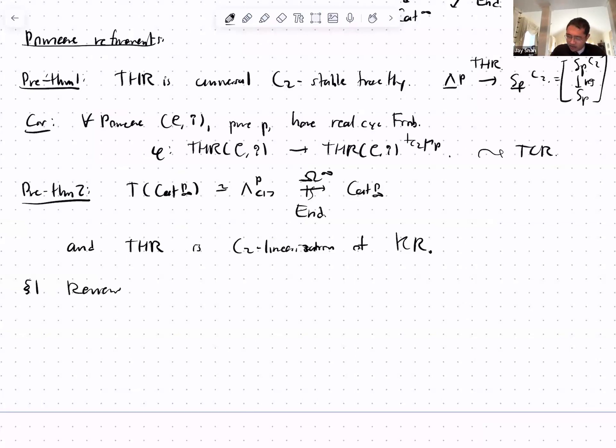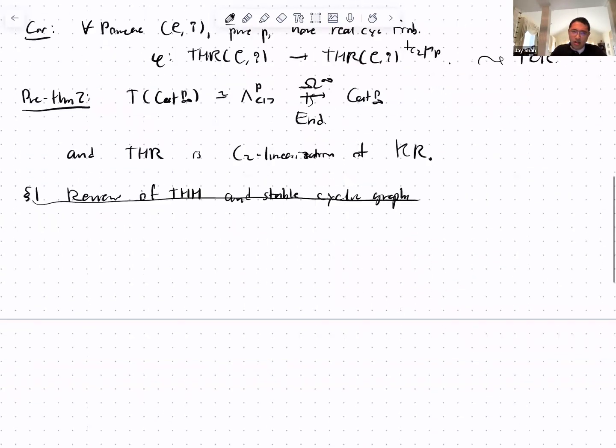And as part of that, I don't want to assume that people know about stable cyclic graphs to begin with, so I'm going to give a fairly lengthy introduction to stable cyclic graphs.